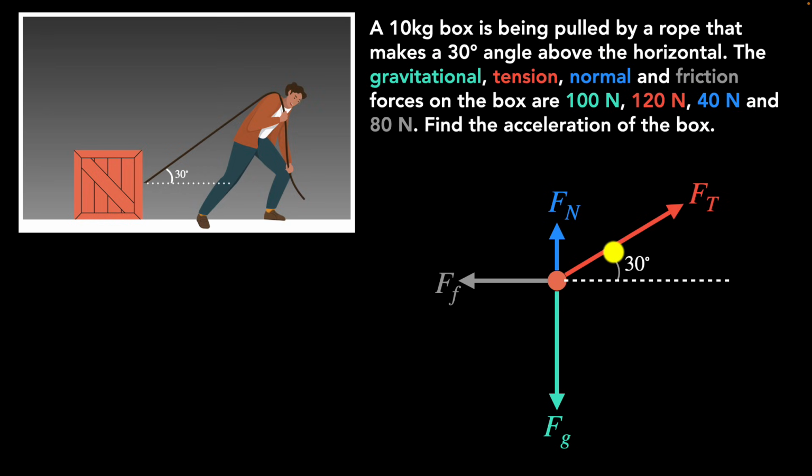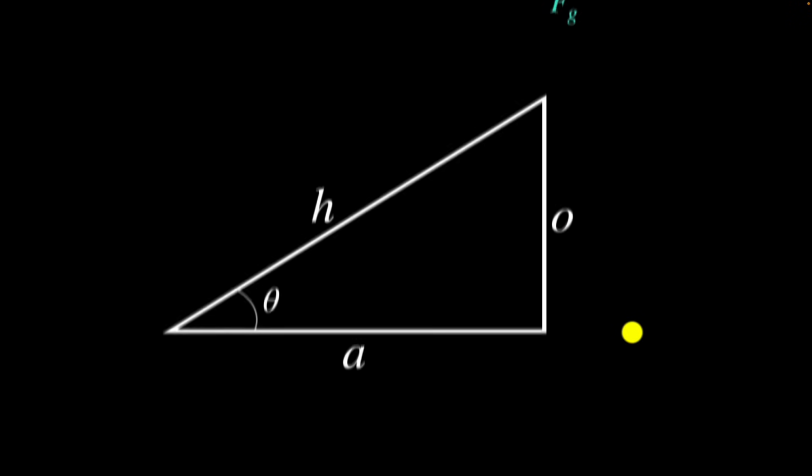Well, what we can do is write this force as a sum of a horizontal and a vertical force. So this force can be written as a sum of these two forces, and I can replace this force with these two forces. But the question is, I know the magnitude of this force that's given to me, the tension force, 120 newtons. What would be the magnitude of these two forces? Well, to answer that question, we need to use some trigonometry.